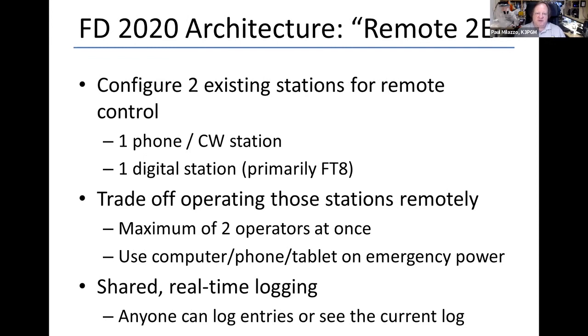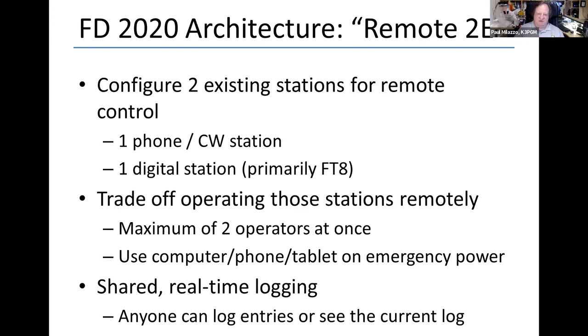So the architecture that we originally proposed, or we were going to propose until today, is what I called the remote 2E model. Meaning we would configure 2 existing stations to be our 2 stations, and we would group them together virtually. And we would only have a maximum of 2 operators operating those stations. They would be operable by remote control or locally if it happens to be the station in the home of the person who's operating. And again, we would have 1 phone and CW and 1 digital station. And we would trade off operating them remotely or locally.